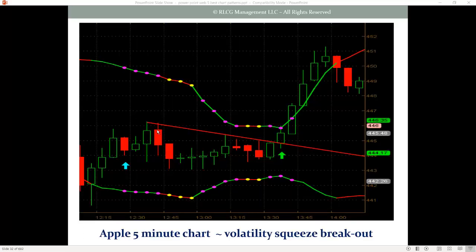So this pattern is looking for price where you've got a really tight coiled price action. So you can see here, this is a 5-minute chart on Apple, and you can see how price here is very, very tight and coiling kind of together. So what we're looking for is that kind of pattern, and then the next step is, okay, which direction will it break, either up or down?